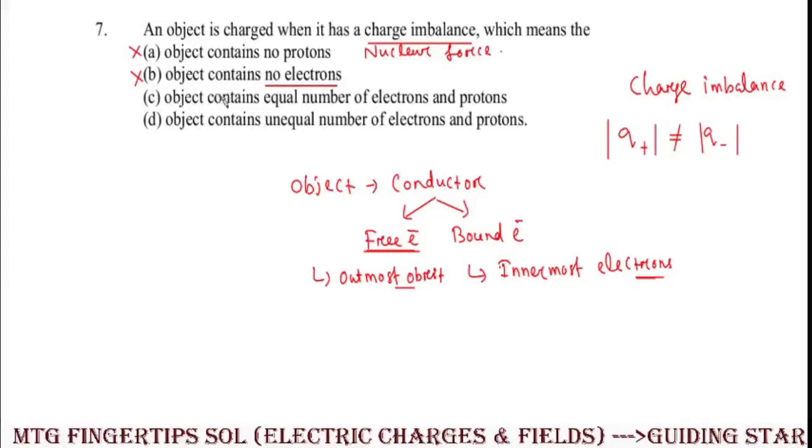And option C, object contains equal number of electrons and protons. Equal number of electrons and protons. Okay, equal charge imbalance is happening here, so there will be an equal number of protons and electrons, so the charge will also be the same, because protons and electrons possess the charge. Protons have positive 1.6 into 10 to the power minus 19 coulomb and electrons possess negative 1.6 into 10 to the power minus 19 coulomb.